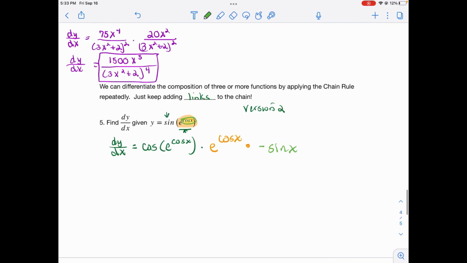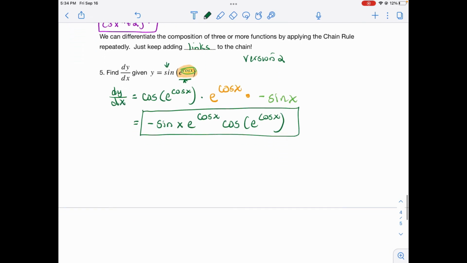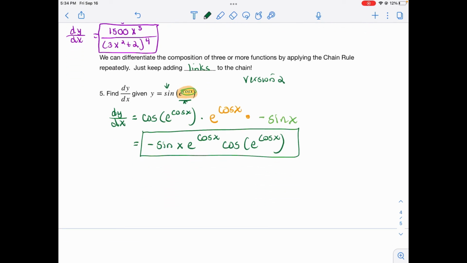Let's clean it up a little bit. And we get negative sine of x, e to the cosine of x, times cosine of e to the cosine of x. And that would be our answer. The main thing about cleaning up here is you needed to move that -1 to the front. And the order you write the other terms really doesn't matter. There's no certain rule for that.